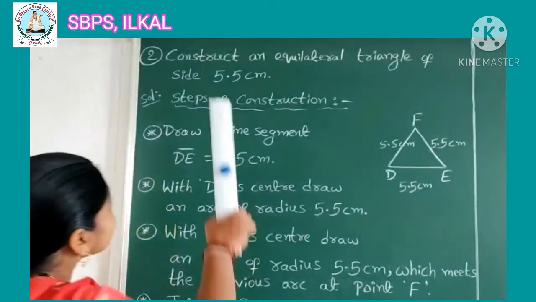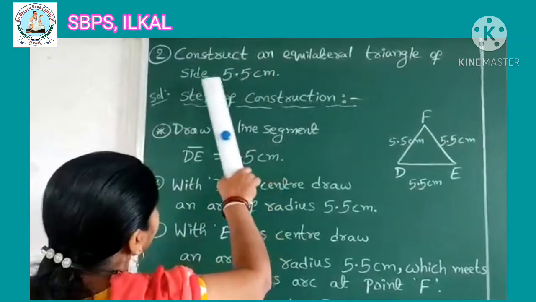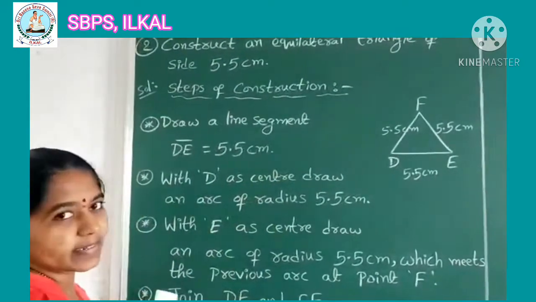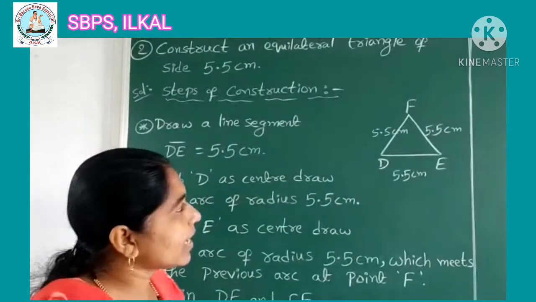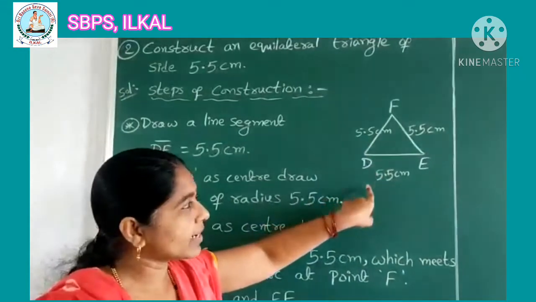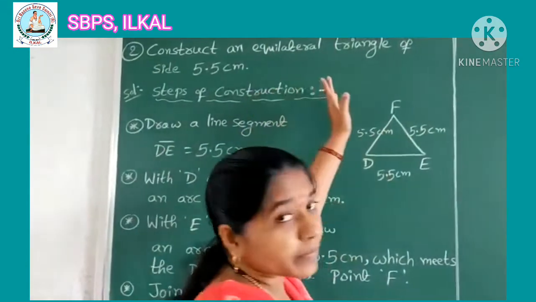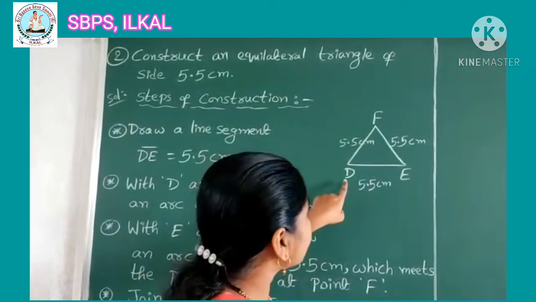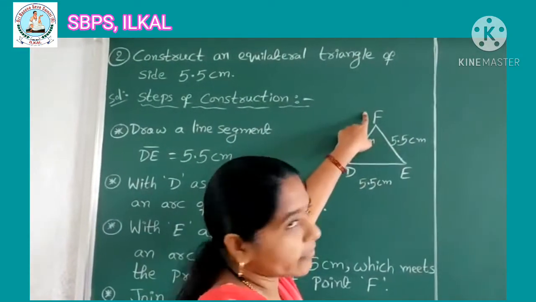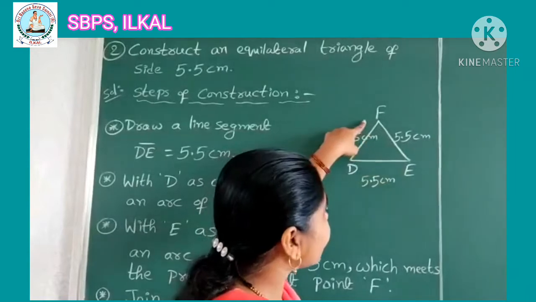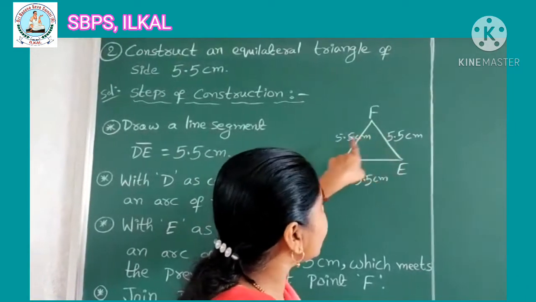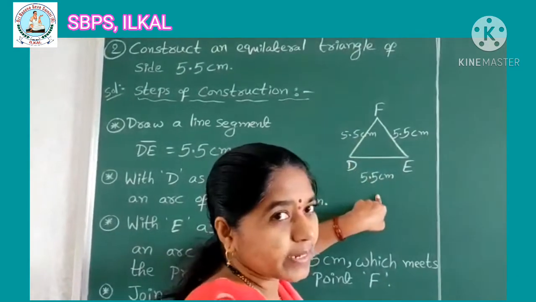Next one, construct an equilateral triangle of side 5.5 cm. Okay, an equilateral triangle will have all its sides equal. First, let us draw a rough diagram. They did not give any alphabets, children, so we can choose as we wish. I took DEF. Okay, I draw triangle DEF. All the sides should be equal, that is 5.5 cm.